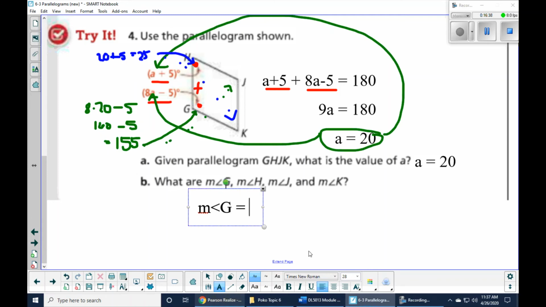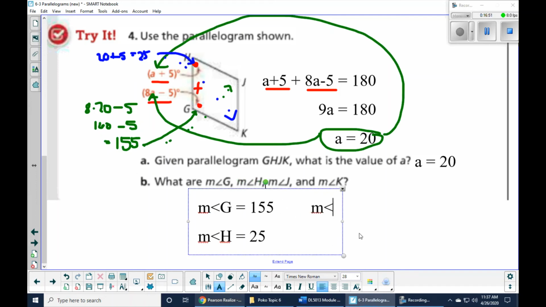But here, angle G is 155. The measure of angle H equals, let's see, that's right here, so that's 25. Let's go over here. The measure of angle J, that's this one. That was in green, 155. And then the last thing is the measure of angle K, which is here, which is in blue, and that's 25.